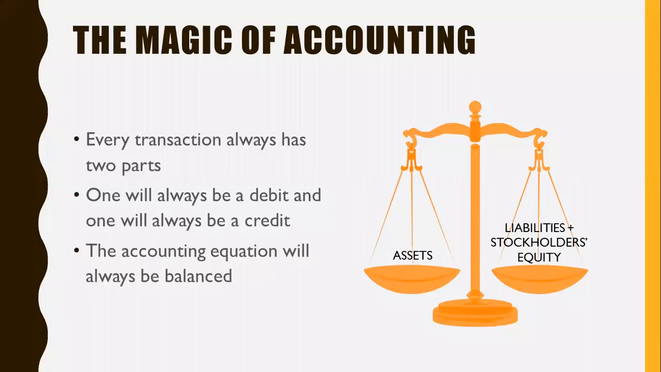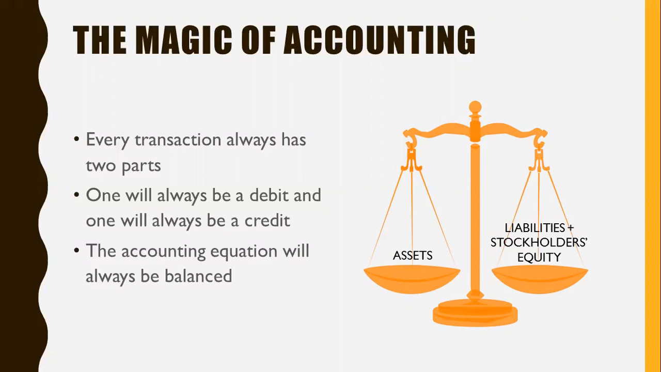So the magic of accounting: every transaction always has two parts. Basically, I give something and I get something. That's what makes a transaction. One will always be a debit, one will always be a credit, and it will miraculously or magically work out. Because of that, your accounting equation will always be balanced. Our assets will always equal our liabilities plus stockholders' equity.